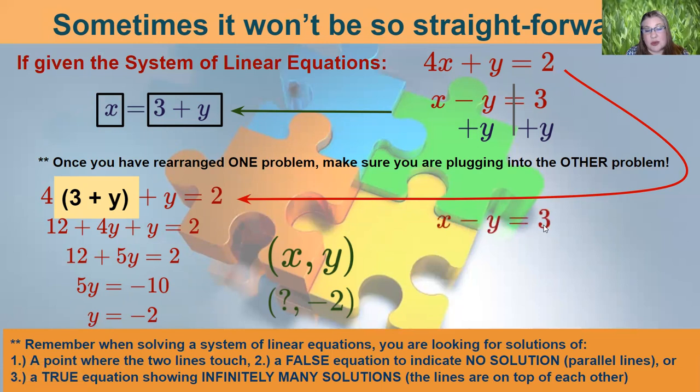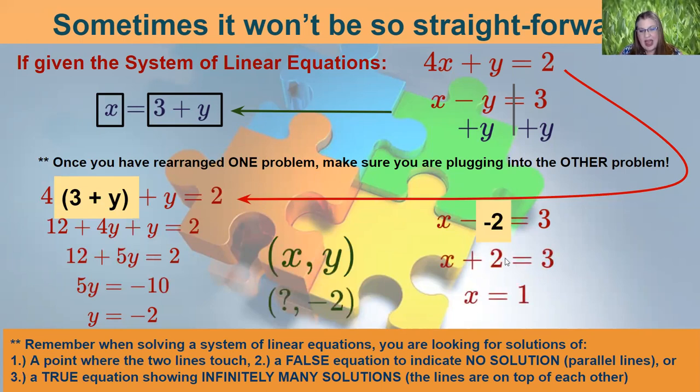I choose x minus y equals 3. So now I know y can be negative 2. That's what it told me down here. So I popped it in its place. So x minus negative 2 is the same as saying x plus 2 equals 3. And now we subtract 2 from each side so that we can get x equals 1. So now we have x is 1, y is negative 2. We have our point. Now we're done.